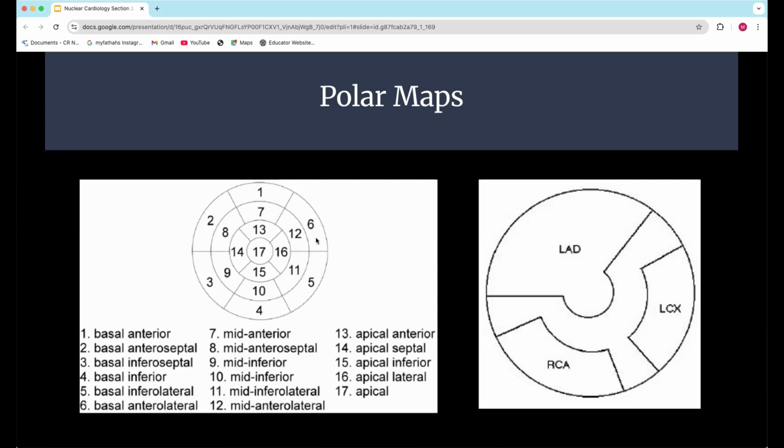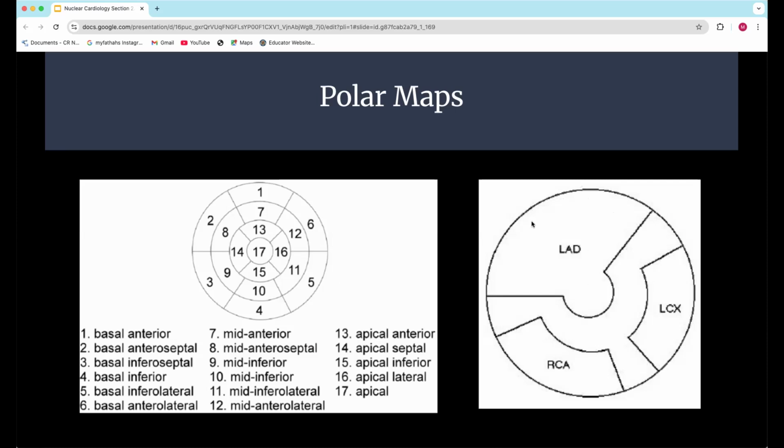So anything out here is going to be called basal, because it's the base of the heart. Anything in the middle is going to be apical. Over here on 6 and 5, if you come down, you'll see they're basal, but they're lateral and inferior, right? Number 4 is going to be basal inferior. 10 is going to be mid-inferior, and then 15 and 17 are going to be apical. And so that's how it works. So you're looking at it in that way. The other polar map that you'll see show up besides this is a polar map that identifies based on the coronary arteries, right?